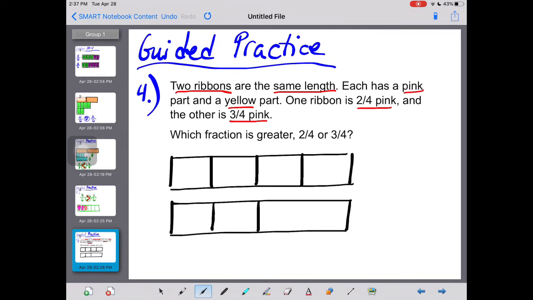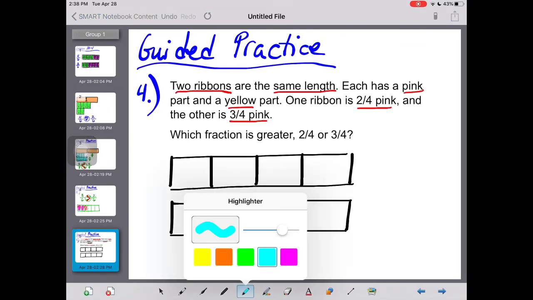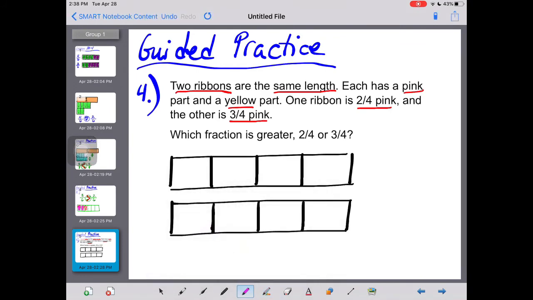I want to be as careful as I can with my drawings, making sure they're as close to being the same as possible. And now we can do some shading. They said there's a pink part and a yellow part. Well, one ribbon is 2/4 pink. So the numerator tells me what we're describing, how many parts. 2 of the 4 are pink. Let's see if I have pink. I do have pink, look at that, boom. Okay, so I'll do 2 out of the 4. Shade that one, and we'll shade that one.